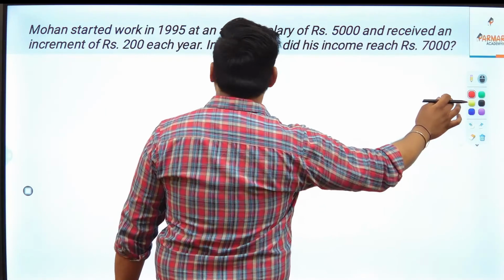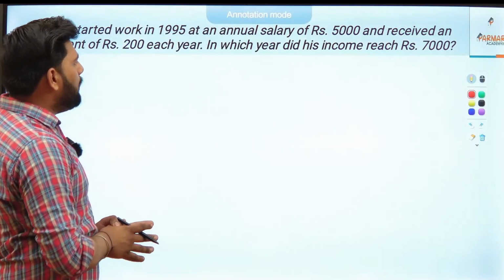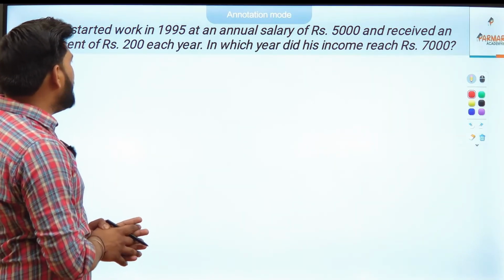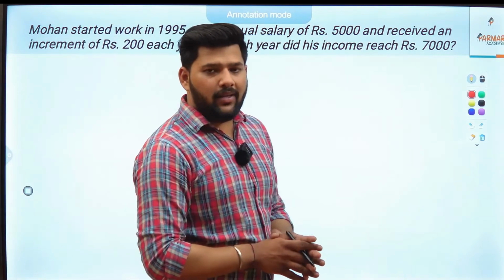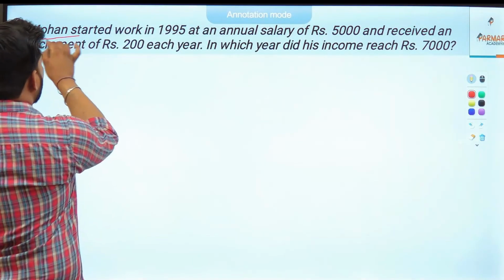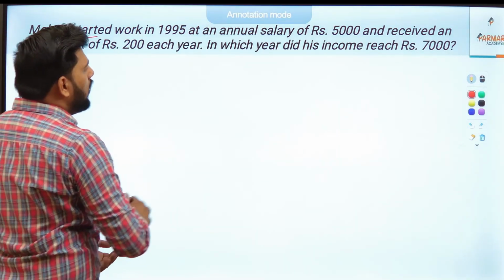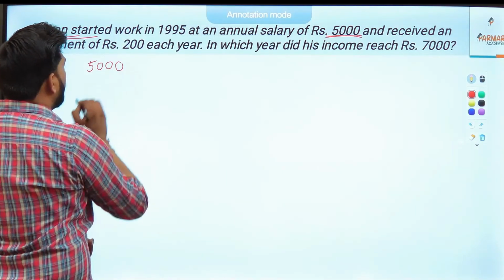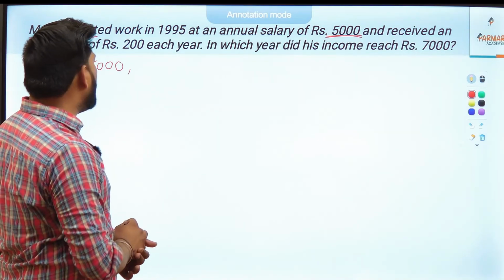Mohan starts a work in 1995 at an annual salary of rupees 5,000 and receives an increment of rupees 200 each year. Which year did his income reach 7,000? This is a very simple question: Mohan started his job in 1995 with an annual salary of 5,000. His first salary was 5000. After that, he receives an increment of 200 each year.